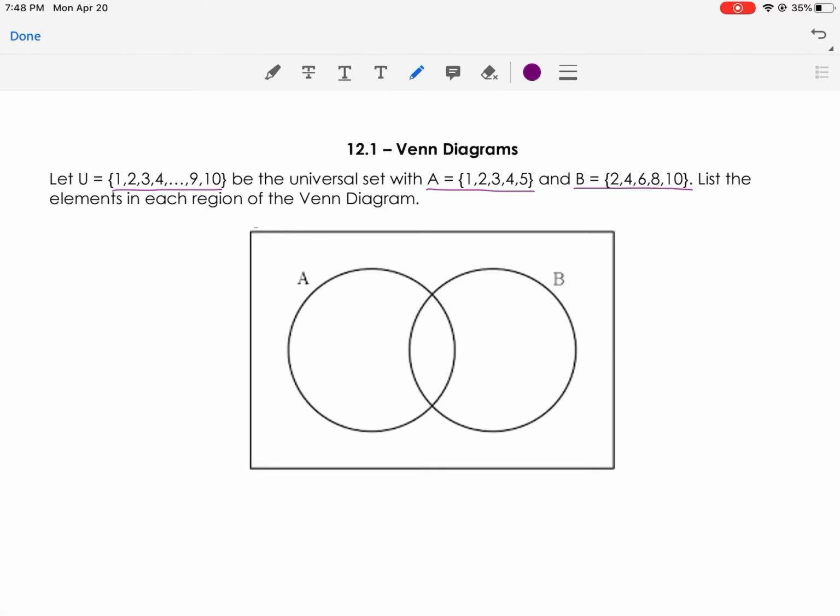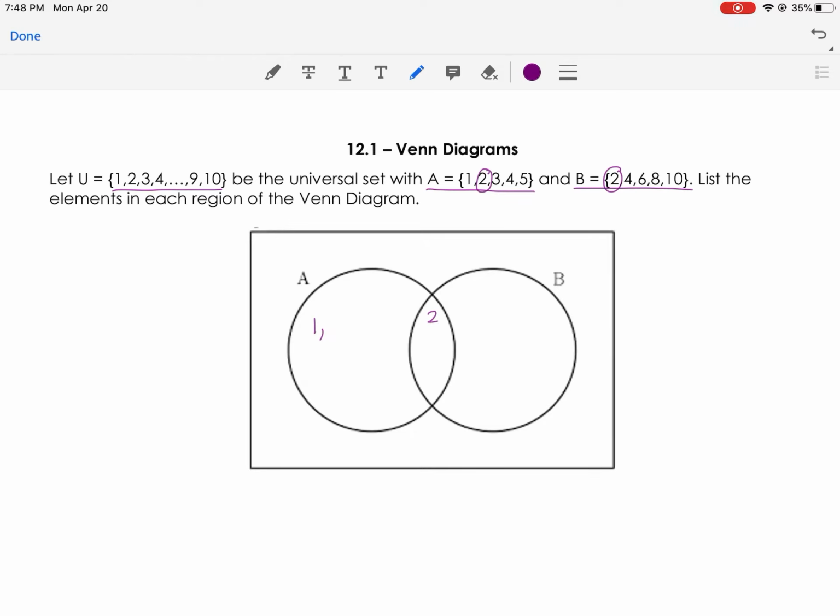And we want to list things in the appropriate spot in our Venn diagram. So if we start with A, we're going to have 1. But the problem with 2 is that's actually shared. Both A and B both have a 2. So we put it in the center of the Venn diagram.